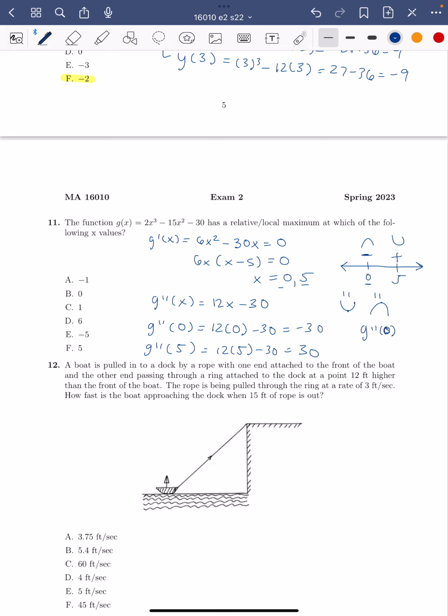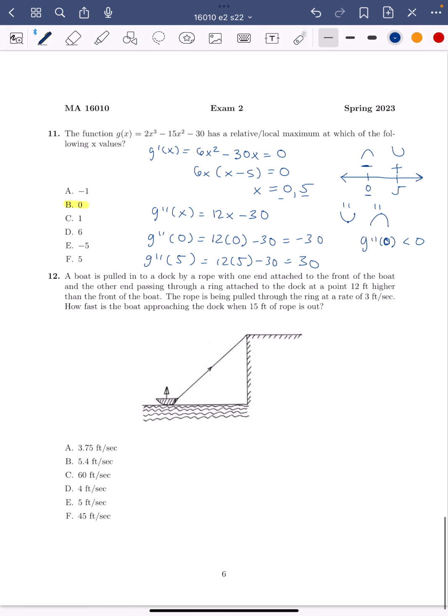Because it is a negative number, we know that at that point, the function is concave down, which gives us a local maximum. So again, our local maximum is at 0, which gives us an answer of B. Number 12.